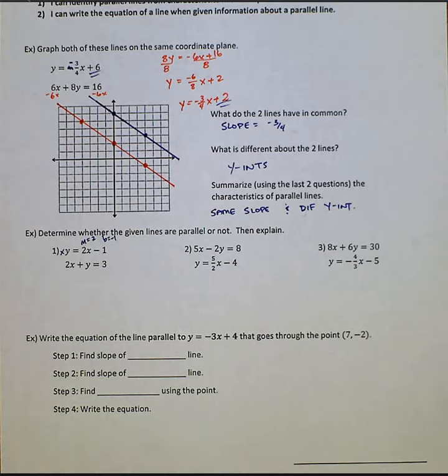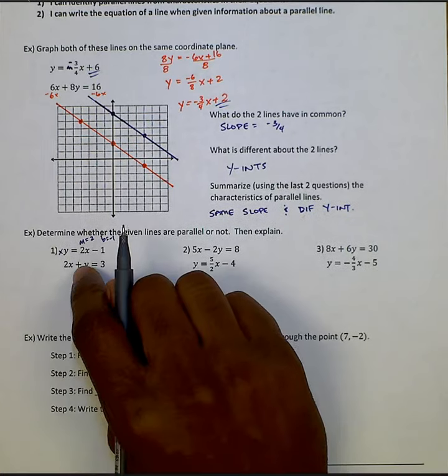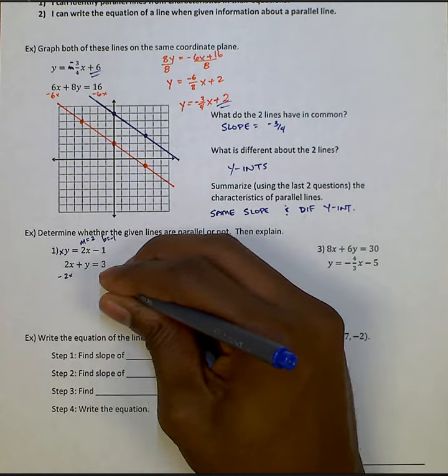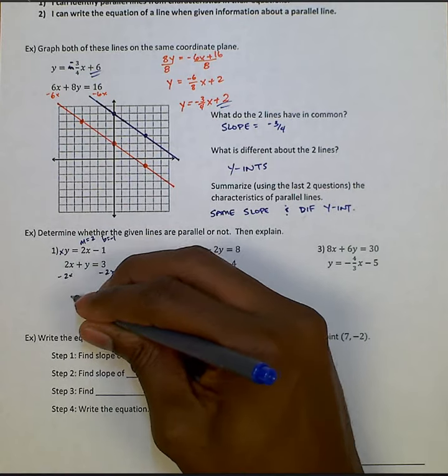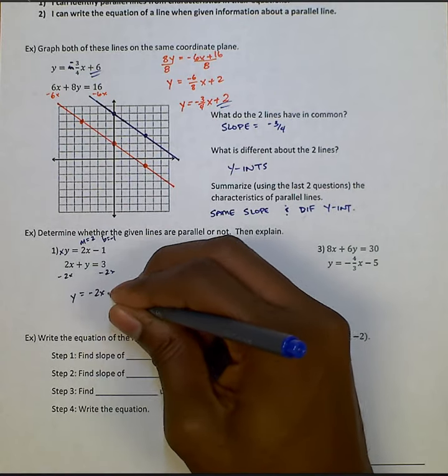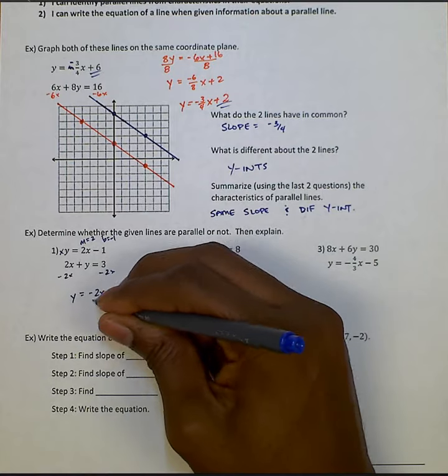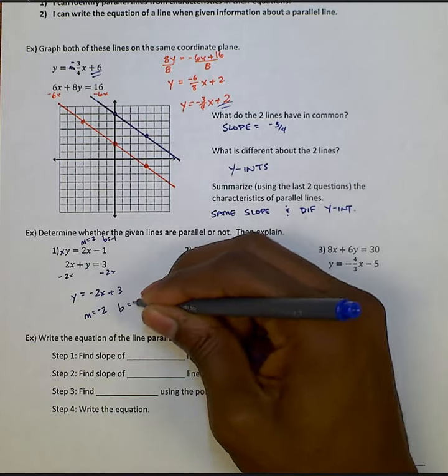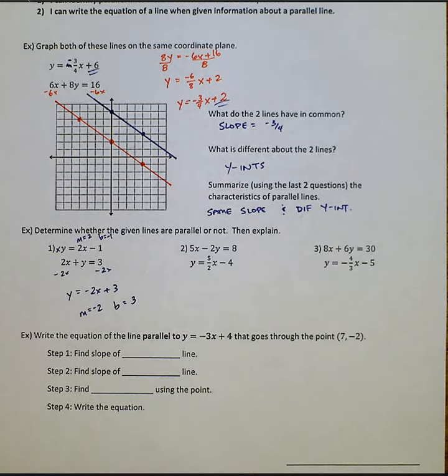Okay, the slope is only the number by x when y is by itself. So now this is in standard form. We don't know what the slope is yet. We need to get y by itself. We'll do that by subtracting 2x from both sides. y will equal negative 2x plus 3. Okay, and now I can say, hey, my slope is negative 2. My y-intercept is 3. Okay, are these parallel or not?